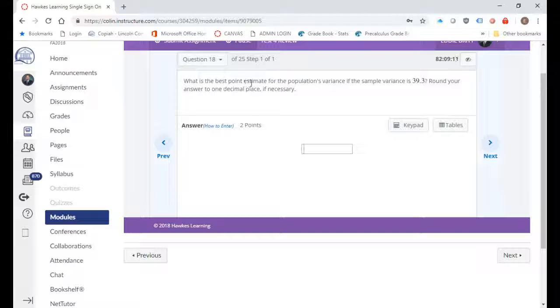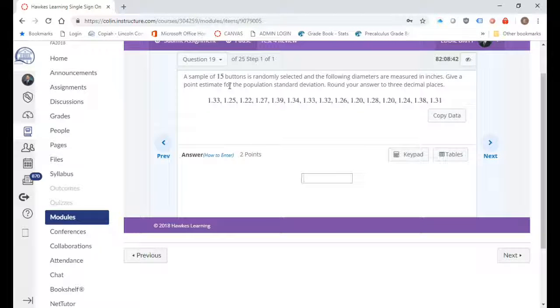All right, what is the best point estimate for the population's variance if the sample variance is 39.1? Well, if all we have to go on is that 39.1 as a sample variance, and we want an estimate for the population, well then we just have to use that estimate for the population. So if we have a sample variance and we want an estimate for the population variance, we just have to use what we're given.